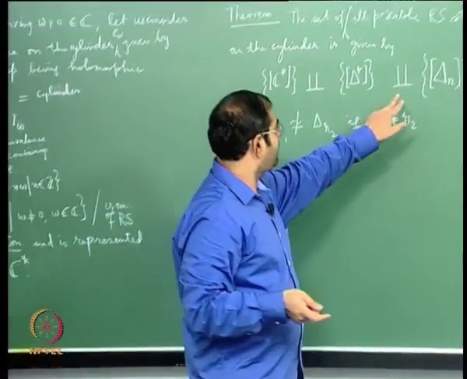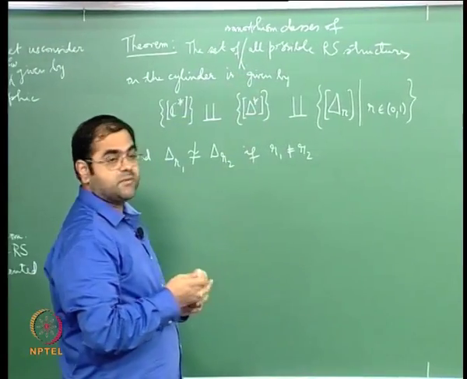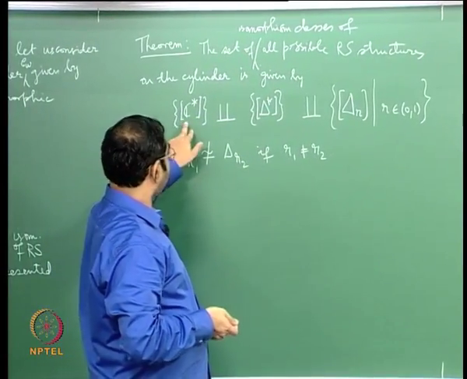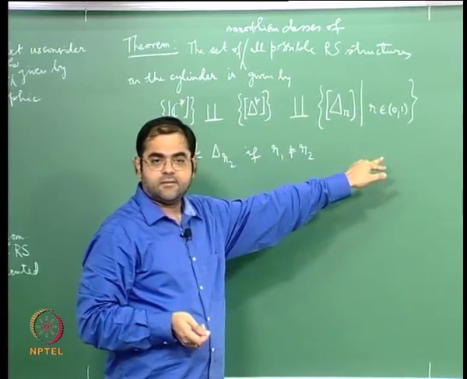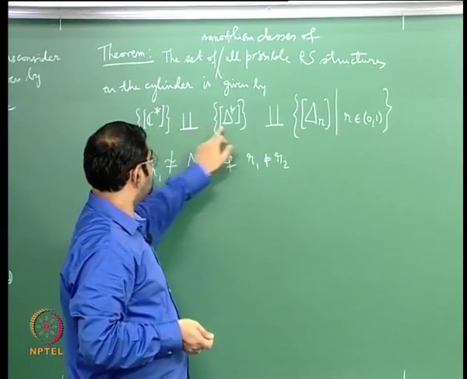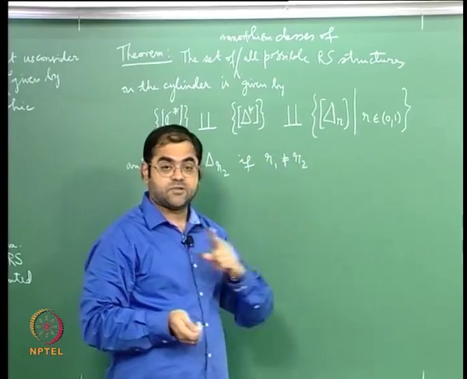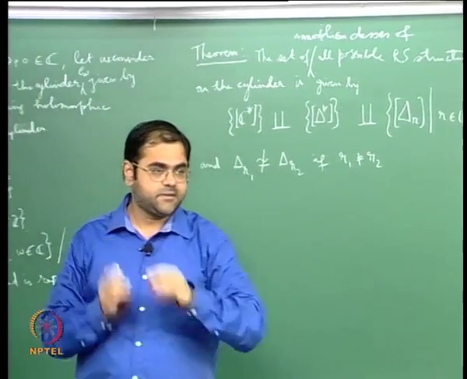So essentially what happens is that if you look at isomorphism classes of Riemann surface structures on a cylinder, you get 3 families. These 2 are just trivial, but the third one depends on one parameter. Okay, so this is a theorem.